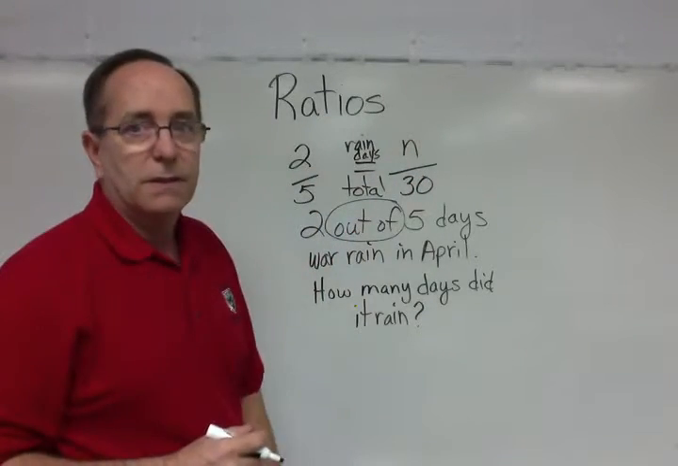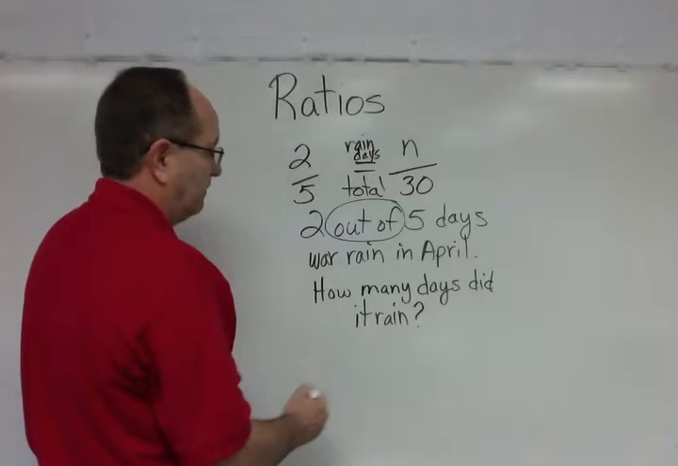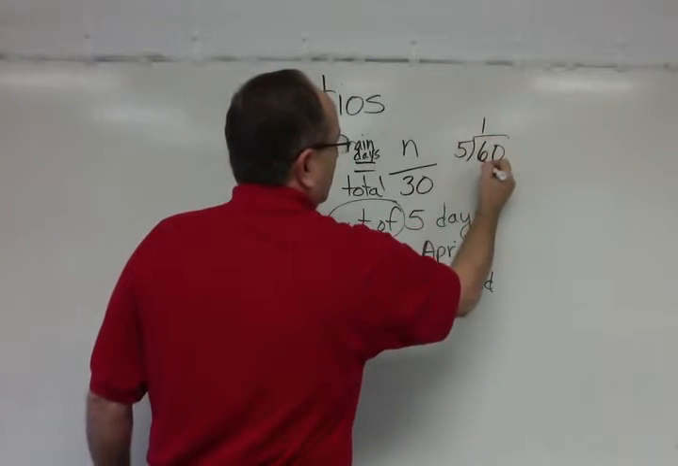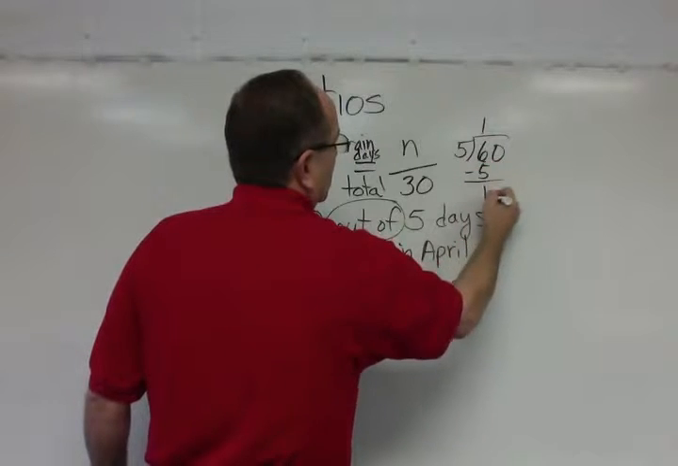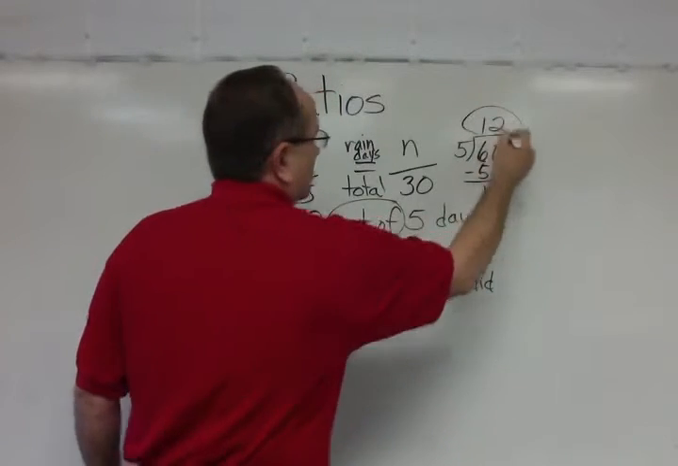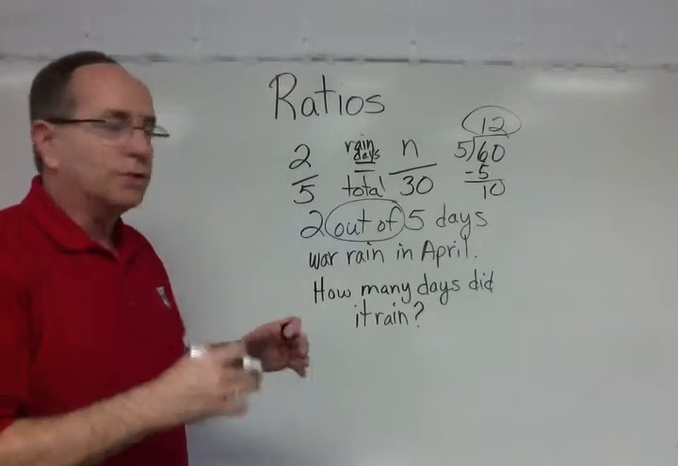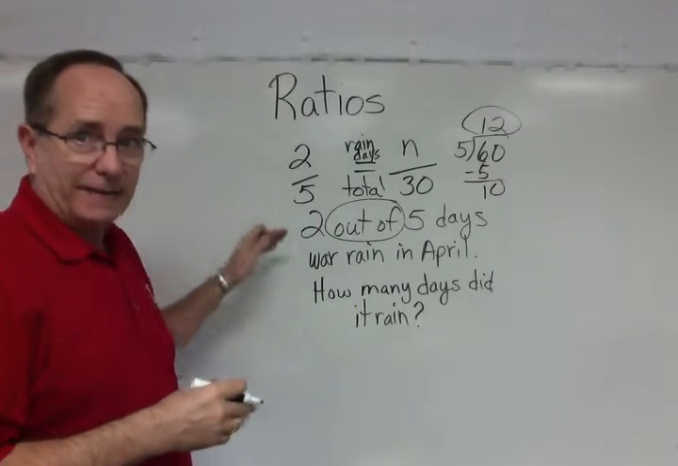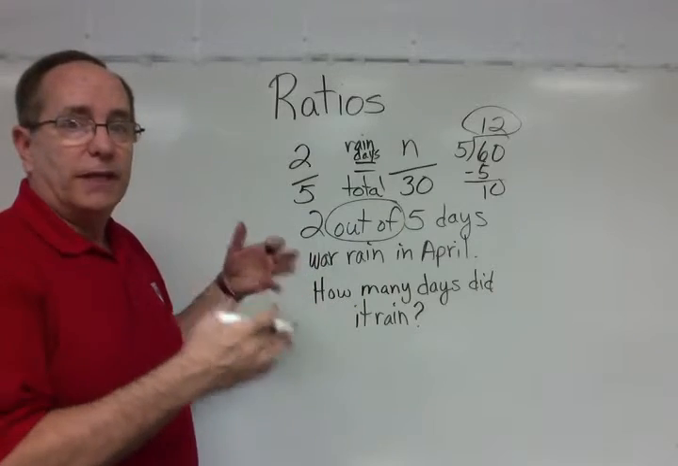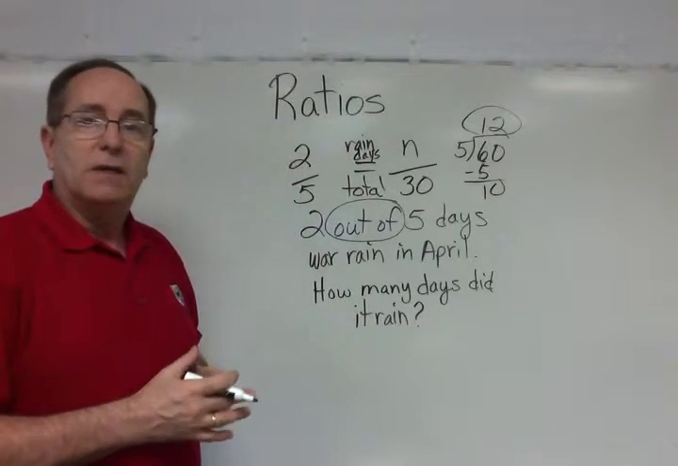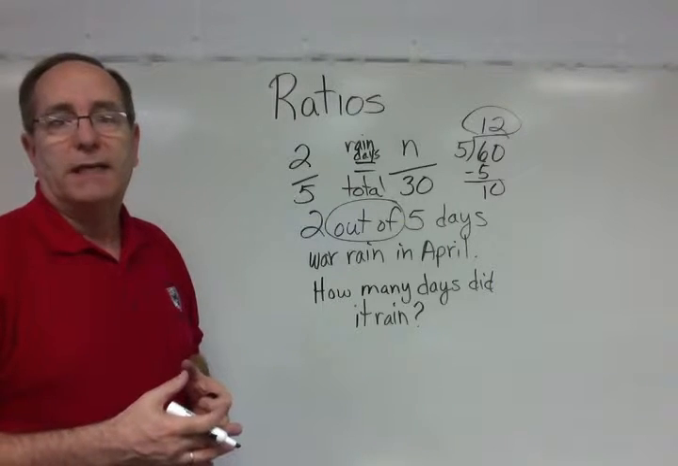So 2 times 30 is 60. 60 divided by 5 is 12. So 12 days it rained in the month of April with the ratio that 2 out of 5 of them were rainy days. So then I can find, okay, that means 12 out of the month of April, 30 days, it was some type of a rainy day.